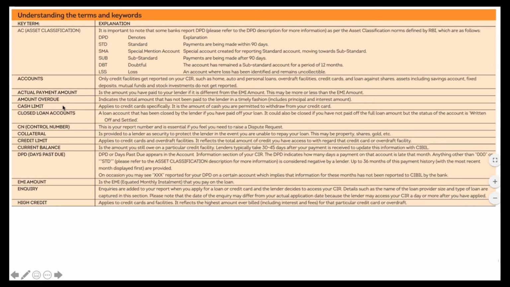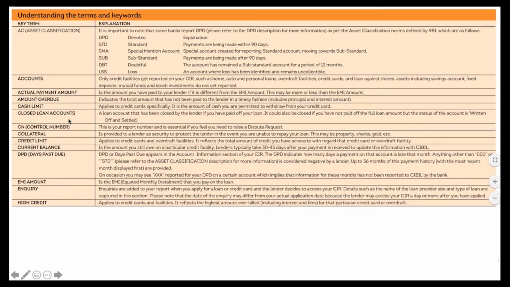Next, we have cash limit. You will see this mainly with reference to credit cards, because when a credit card is given, they also give you a cash limit so that you can withdraw cash and use it. So this applies to credit cards specifically. It is basically the amount of cash you can withdraw from your credit card.